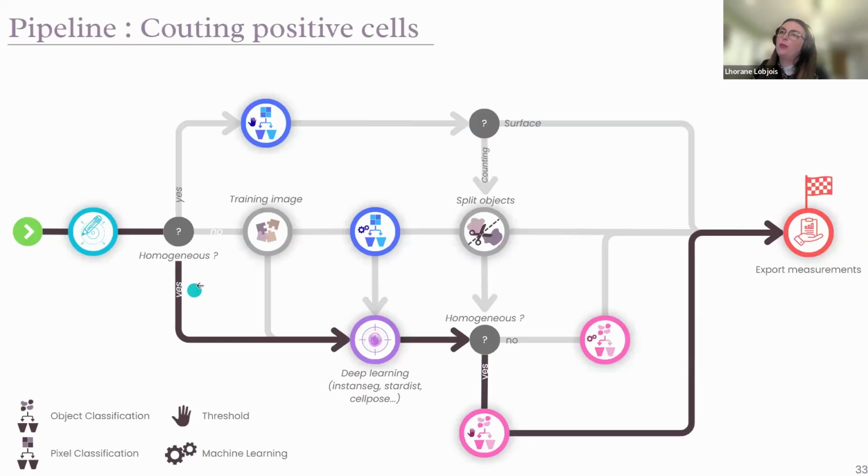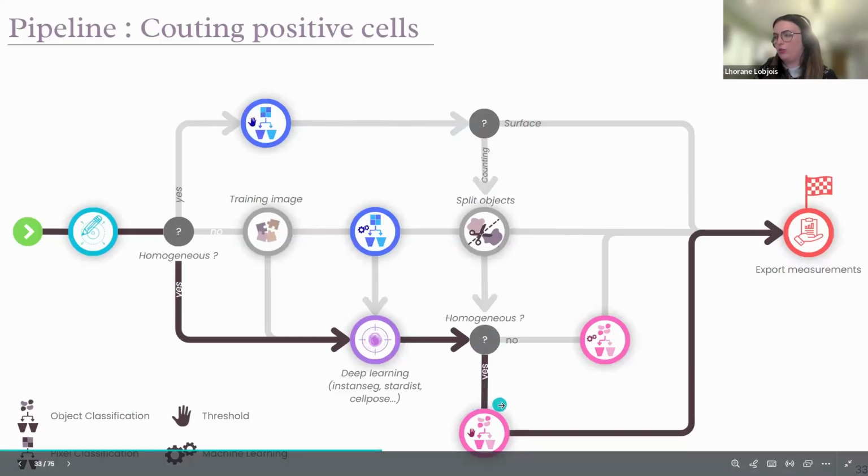So for the second pipeline, I would like to show you how to count the positive cells. So not a big one, but important, I guess. First thing, it's also to create a project, but I will not show you again. The signal will be homogeneous, I imagine, for this exercise. I will use deep learning and create a classification for the cells thanks to a threshold and export my measure.